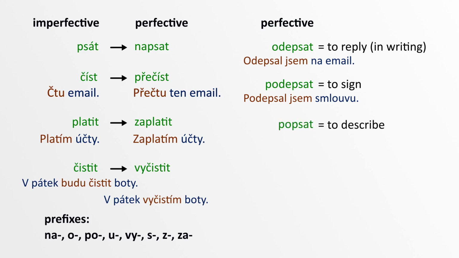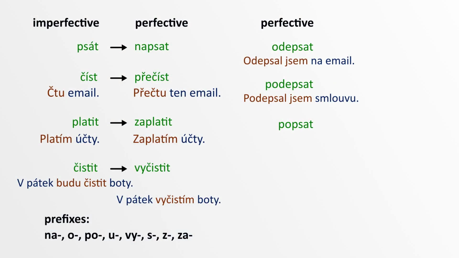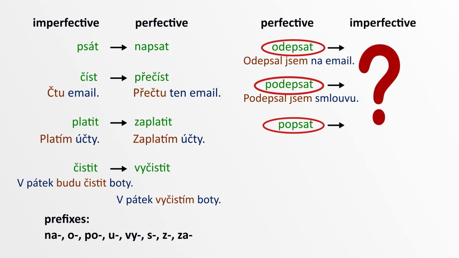Or popsat, which means to describe something. So you see, these prefixes are doing more than just changing the aspect. They're giving the verb a whole new meaning. Now, you might be wondering, we created perfective verbs like odepsat, podepsat and popsat by adding a prefix to psát, which is imperfective. But does that mean these perfective verbs don't have imperfective versions of their new meaning?